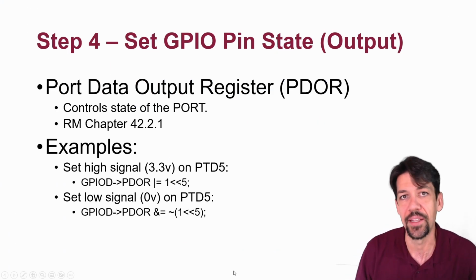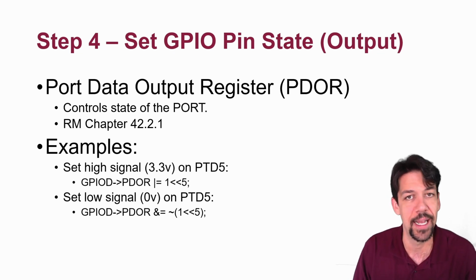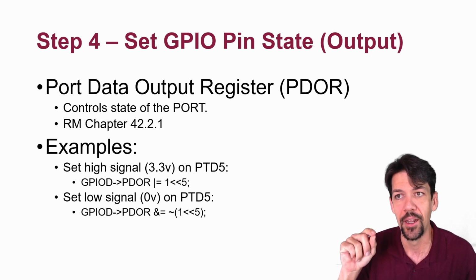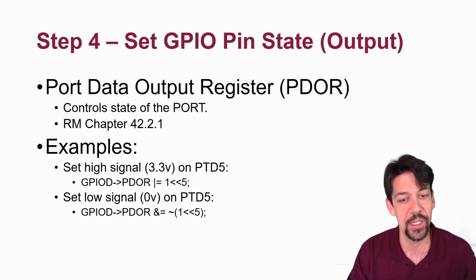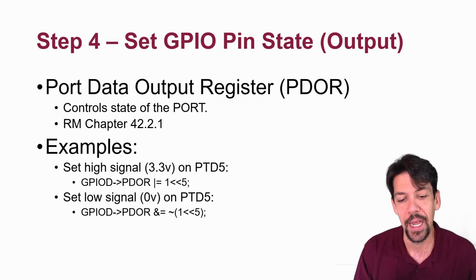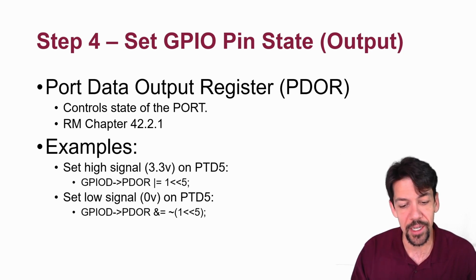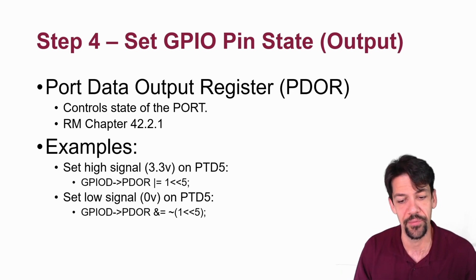What that would look like is if we want to set a high signal on PTD5, we would do GPIO-D, where D is the group of the port. So we were using port D, now we're using GPIO-D. Arrow, PDOR, port data output register, or equals 1 shifted left 5, so that puts a 1 in the bit 5 position of the data output register. If we want to do a 0, then we do GPIO-D, PDOR, and we're going to clear that bit using the and complement of a 1 shifted left 5.